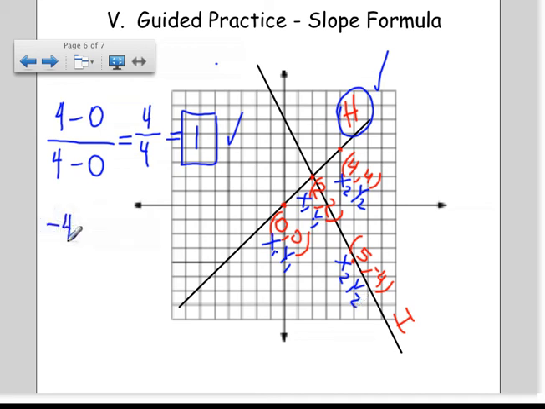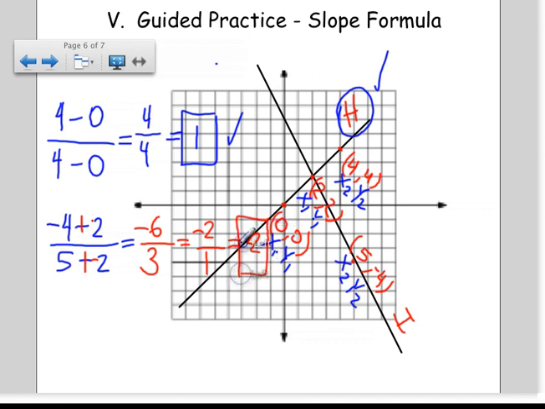y2 is -4 minus y1, which is 2, over x2, which is 5, minus x1, which is 2, and you simplify. -4 minus 2. Got to be careful with the integer rules here. That's really -4 plus -2, which equals -6, over 5 minus 2, which is really the same thing as 5 plus -2, which is 3. And this simplifies to -2 over 1, or just like we had last time, because it is the same graph, -2. And -2 should have been your answer.